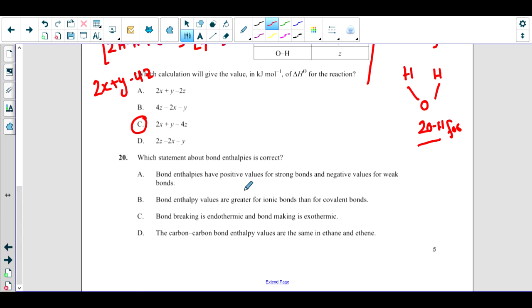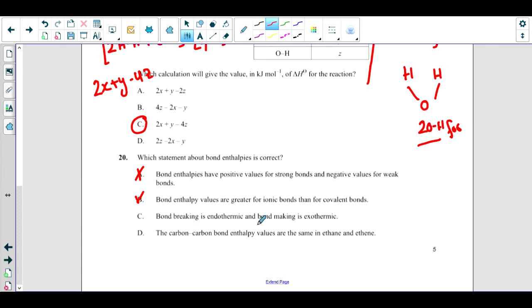Which statement about enthalpies is correct? Bond enthalpy has a positive value for strong bonds and negative values for weak bonds. No, it's not correct. It has positive values for endothermic reactions and negative values for exothermic reactions, so false. Bond enthalpy values are greater for ionic bonds than for covalent bonds. No, bond enthalpies are normally for covalent bonds. This is also not true.